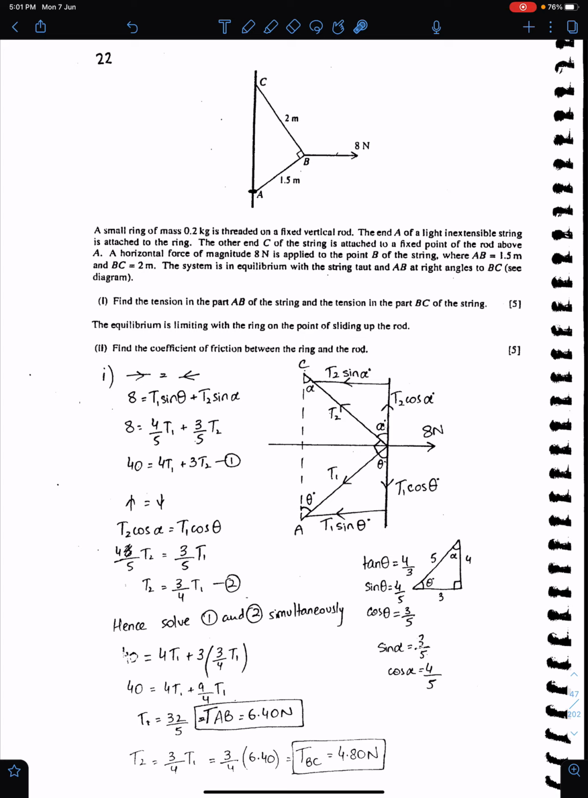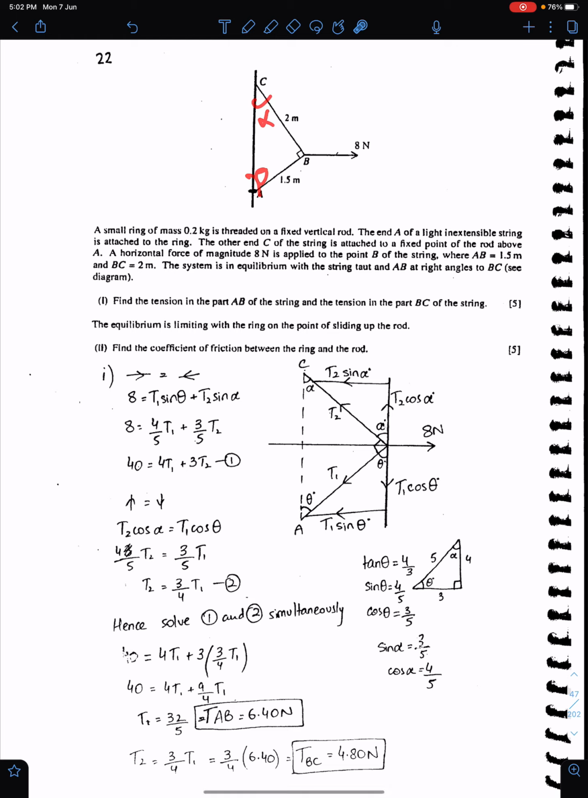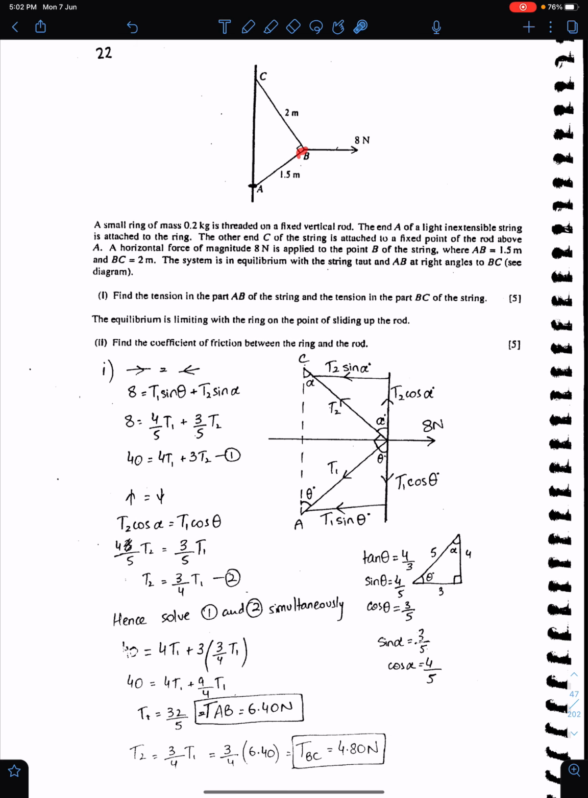Part 1. Find the tension in the part AB of this string and the tension in the part BC of the string. So you can suppose this as tension T1, T2. You can suppose this angle as theta. This is alpha, and you can easily get sin theta and cos theta. So this triangle is here. This is theta. This is alpha. So tan theta, sin theta, cos theta. All trigonometrical ratios are here. Now you just need to resolve forces at B first. So when you will resolve forces at B, you will get this situation. This is B.